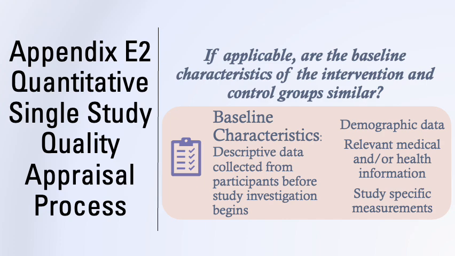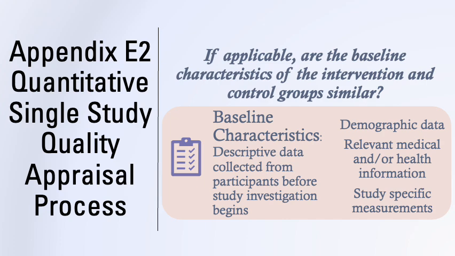Once again, we have a question that starts with the phrase, if applicable. If you do not have a control trial, answer this question not applicable because this question is asking specifically about intervention and control groups. If you do have a control trial, you want to make sure that the control group is similar to the intervention group in all ways possible except for the intervention. One method of appraising this is to ensure that baseline characteristics of the intervention and control groups are similar.